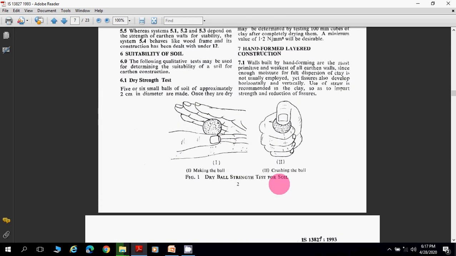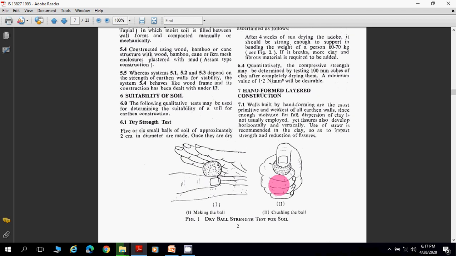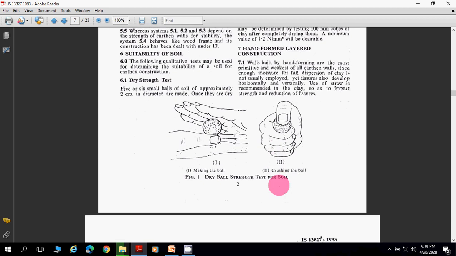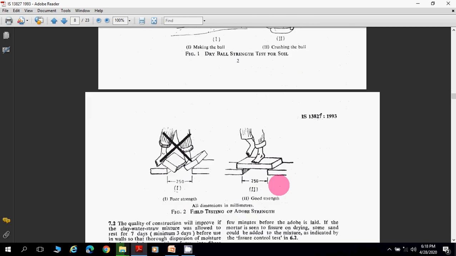Second one is the hand formed layer constructions. The walls which are built by hand forming are the most primitive and weakest of earthen walls, since enough moisture for full dispersion of clay is not usually adopted because of the stealing of that moisture into the hands. So to prevent that, we have to mix the straw in the clay, so that the strength and reduction of features are imparted in the soil.